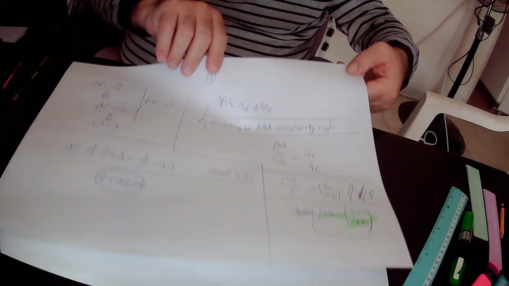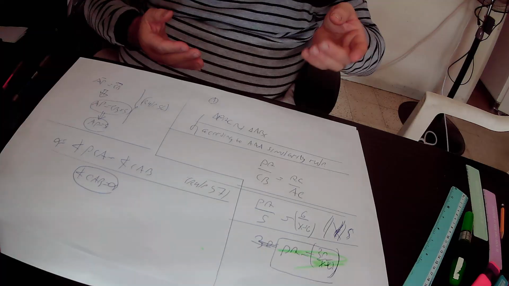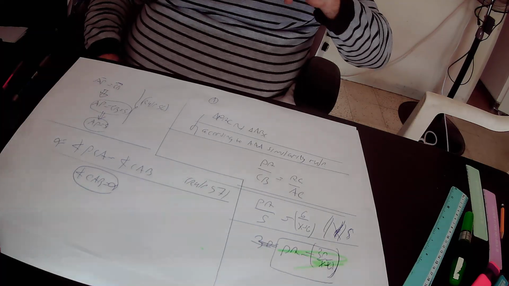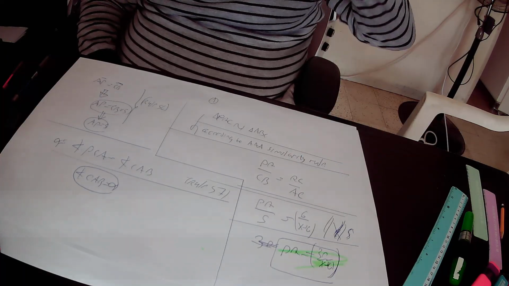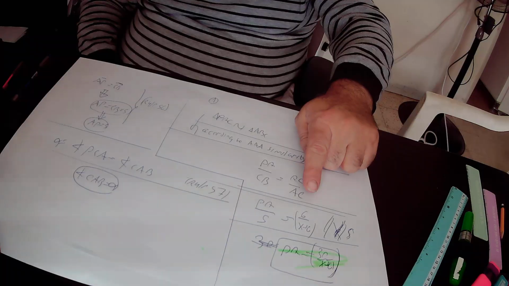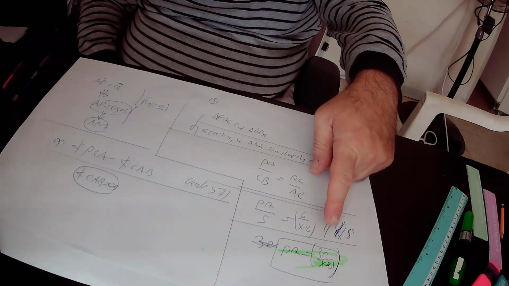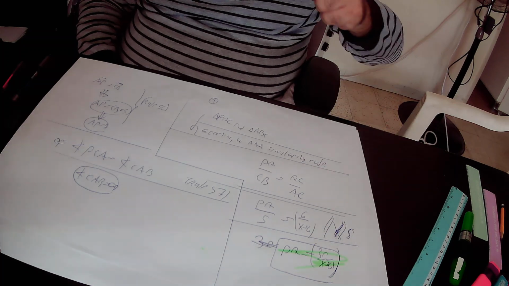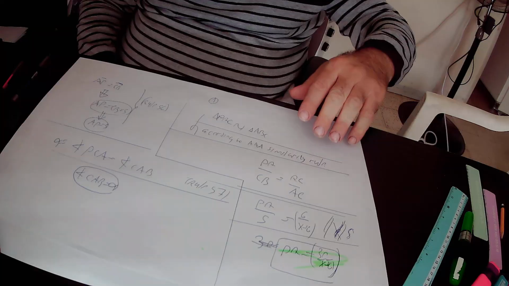AC is x plus 6. So in total we found that PQ over 5 equals 6 over x plus 6. Here we multiply the equation by 5, so we are left with only PQ. This equals 6 times 5, which is 30. So this expression equals 30 over x plus 6. So the missing side PQ equals 30 over x plus 6 units in length.